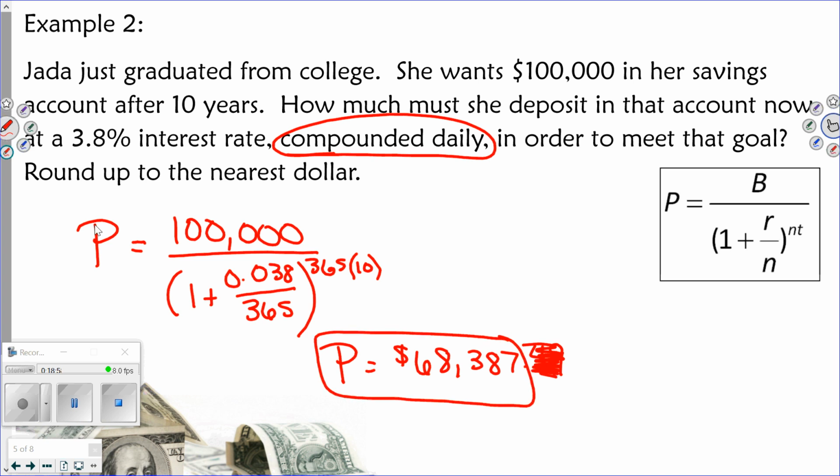I don't know about you, but just straight out of college, I didn't have $68,000. I graduated college, what, 14 years ago? I still don't have $68,000. Yeah, that ain't happening. All right.